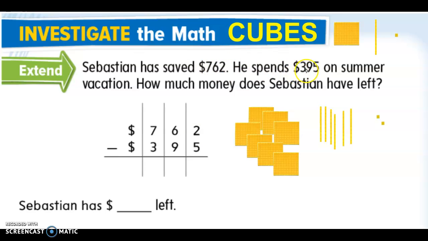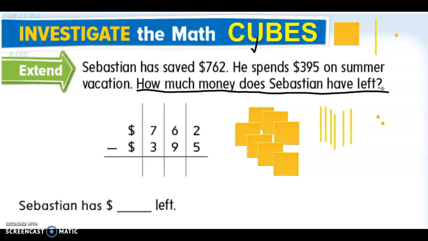He spends $395 on summer vacation. How much money does Sebastian have left? Here we go with that cube strategy again. I'm looking for my question. What am I going to underline? What do they want to know here? They want to know how much money does Sebastian have left. I see a question mark, and that word how is a question word, so that also helps me to know here's the question I'm trying to solve. So I underline that.